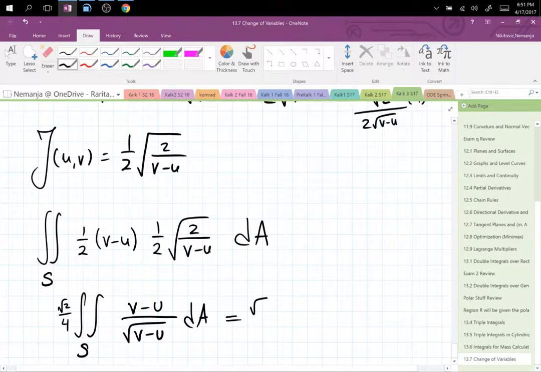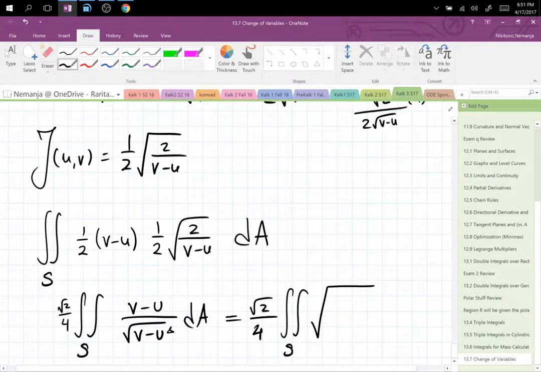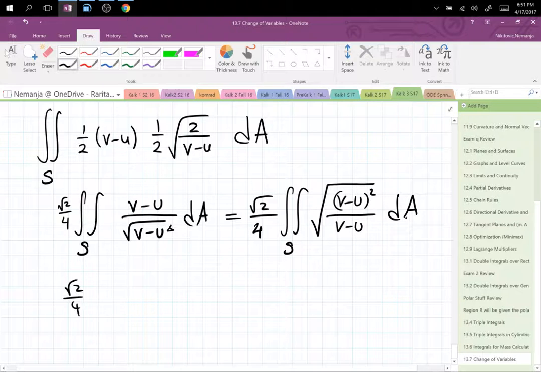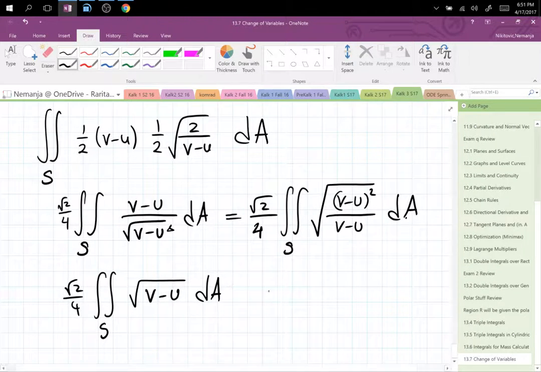Now, a little bit more algebra there. If I am to put this under the root, it will pick up the square. So if I write a big root like this, it will be v minus u squared divided by v minus u, and then they cancel. So now I have root 2 over 4, double integral over S, and what I get is just the square root of v minus u, and this is awesome. Because easy to integrate, right?